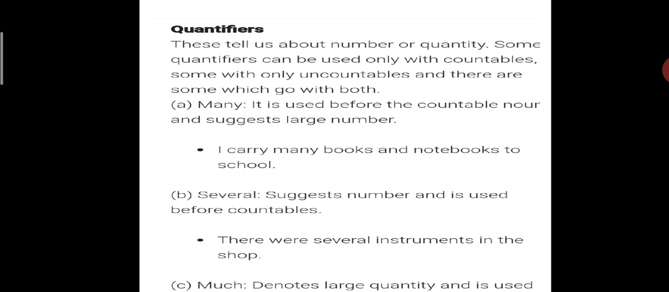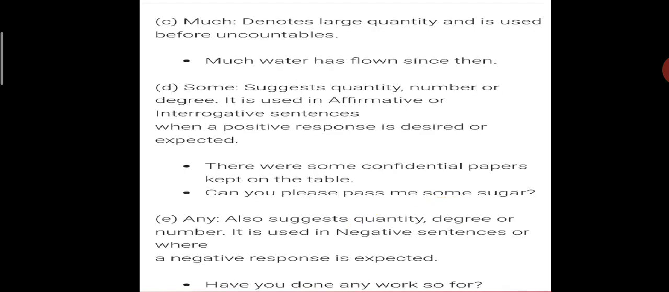Then several. Several suggests a number before countables. There are several instruments in the shop. There are means many are there. Much denotes a large quantity and is used before an uncountable noun. Water, which we cannot count. Much water was flown since then.